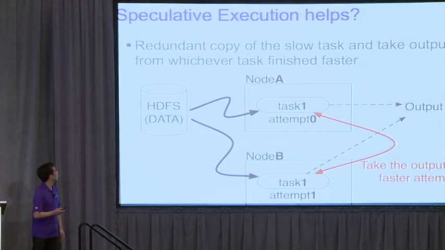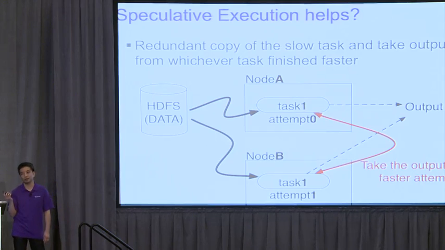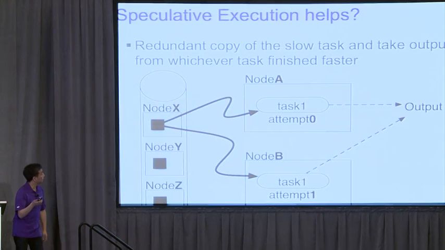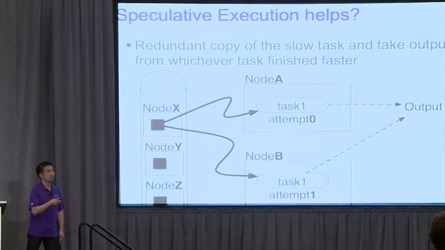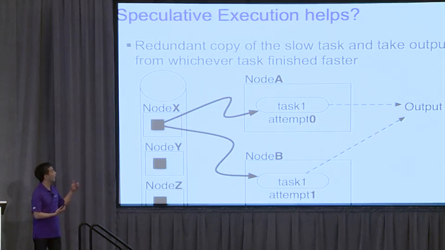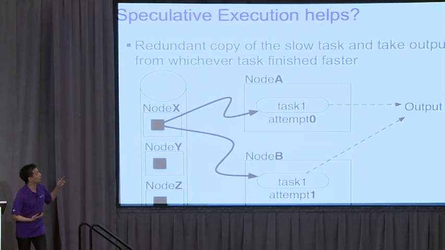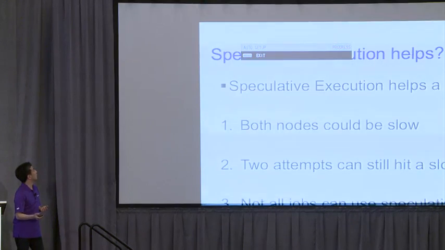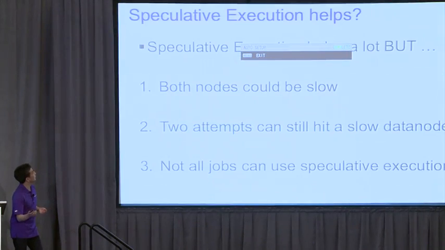The other more subtle thing is HDFS itself. HDFS consists of files. Each file has blocks, and each block consists of 3 replicas, usually. If these tasks are reading from the same replica, which exists on node X, and if this node X turns out to be slow, then both your original task and speculative task that are scheduled on 2 different nodes will also be slow.